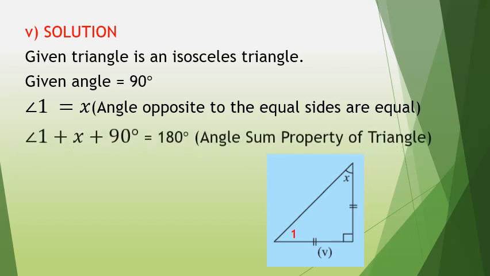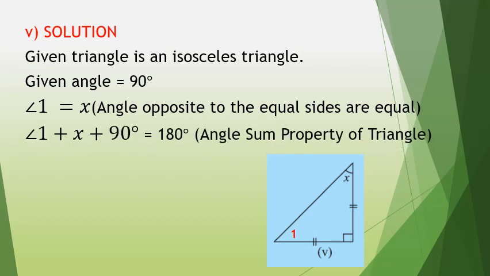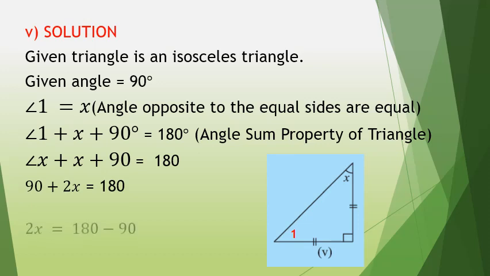Now by angle sum property of triangle we can write angle 1 plus x plus 90 degree equal to 180 degree. Now substitute the value of angle 1, that is x plus x plus 90 equal to 180 degree, 2x plus 90 equal to 180 degree, 2x equal to 180 minus 90 equal to 90 degree, or x equal to 90 by 2 equal to 45 degree. Hence the measure of x is 45 degree.